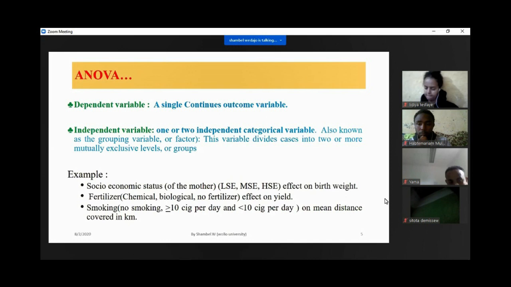Similarly with smoking, with the mean distance covered in kilometers. There are heavy smokers, who smoke greater than 10 cigarettes per day, those who smoke less than 10, or those who don't smoke at all. So within those categories, is there a mean difference in the distance covered in kilometers? This is also one application of ANOVA.